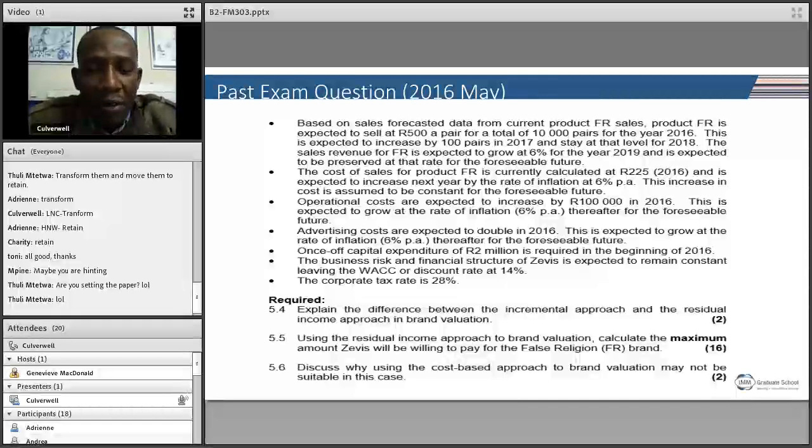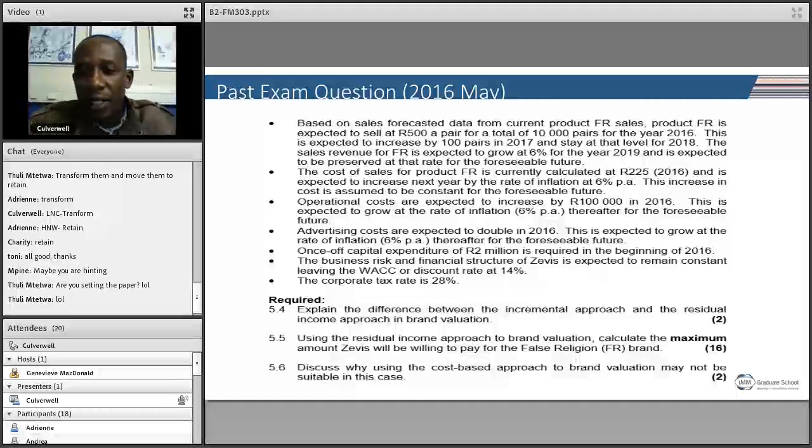So the cost of sales of FR is 225 in year 2016. It will increase at 6% into year 2017. So if we say 225 times 1,06, your cost of sales in 2017 are going to be 238 rands and 50 cents.